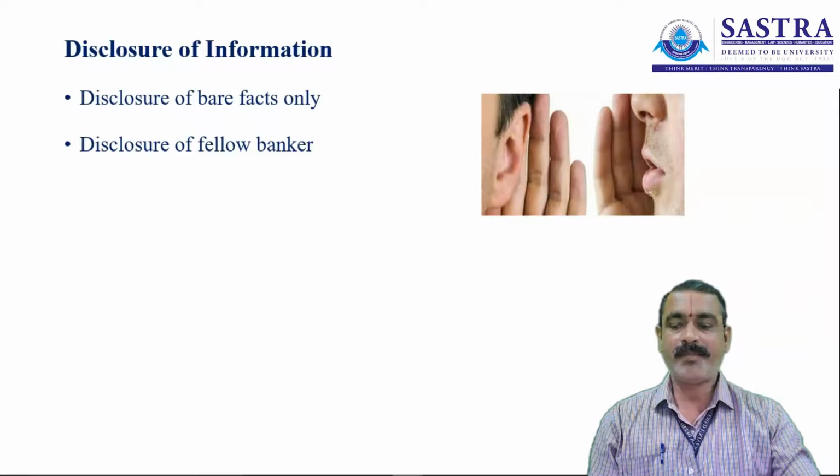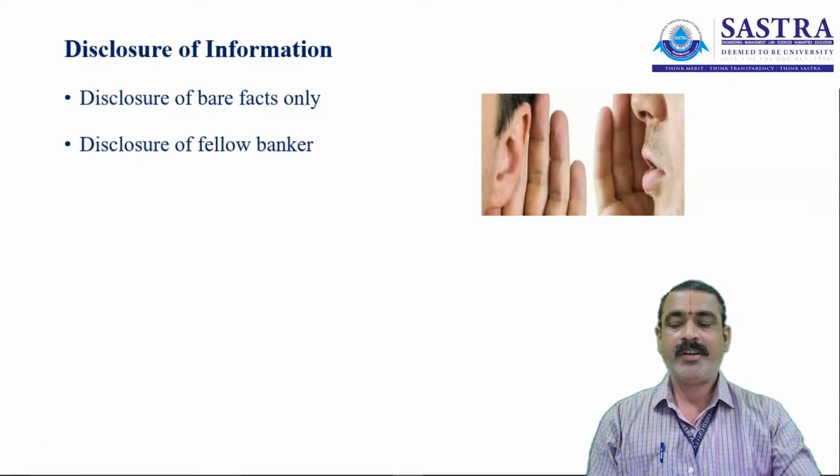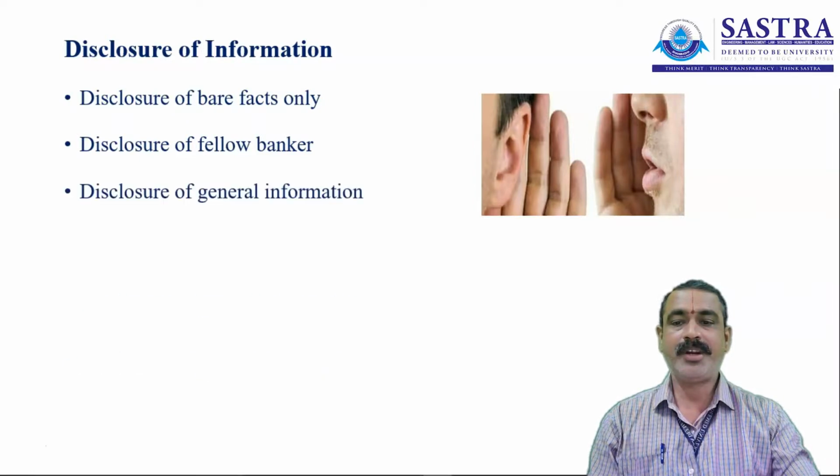Disclosure to a fellow banker. Where a banker wishes to share any information about the customer's account, it must be given to a fellow banker or to a person authorized by the customer to receive such information. Disclosure of general information. The information of general nature only need be disclosed, general information about the customer. This is to avoid liability in future.